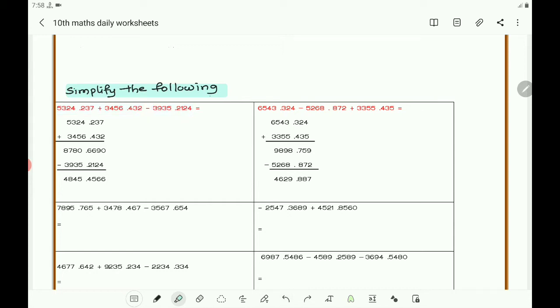Find the sum of 5324.237 and 3456.432. After getting the sum, subtract 3935.2124. Here you see, this is 5324.237. This is 3456.432. Here you will get a sum 8780.6690.